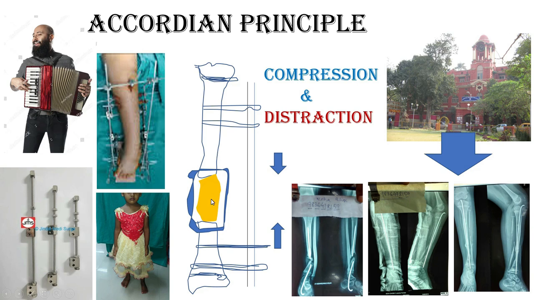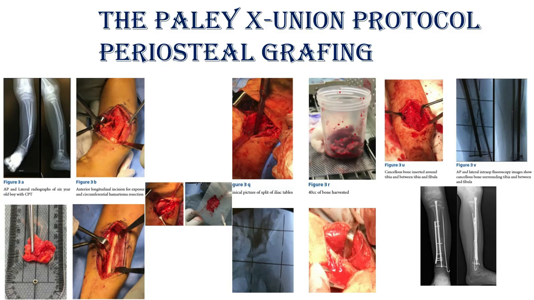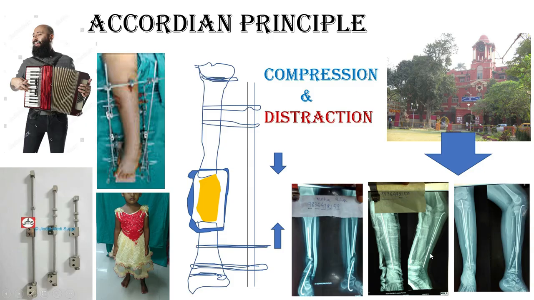which can cause union. And one small study is going on at a medical college in Kolkata. We are trying to copy the Dor Palais X-Union protocol, like the periosteal graft, but we do not put this type of implant. We just put one rod, and our addition is a JESS. This is called Joshi's External Stabilizing System.